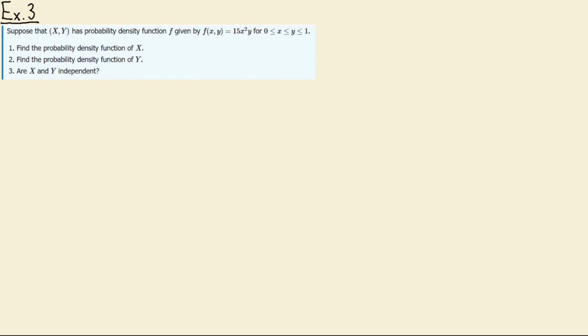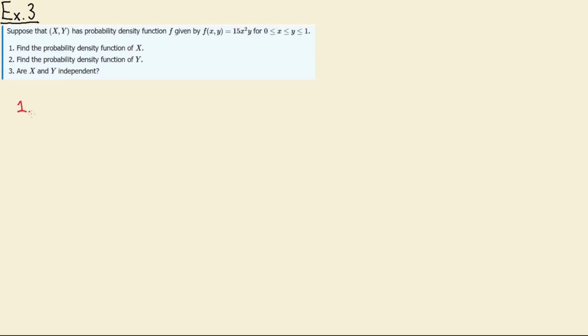All right, I've got two more example problems here for these joint distributions. The first one says that we have a probability density function given by f of x, y is equal to 15x squared y, which is very similar to the last problem. It's just a different constant here, but there's another difference here, which goes in the bounds. So we have for 0 less than or equal to x, which is less than or equal to y, which is less than or equal to 1. And so this is a little bit different. Let's see how this affects our answer.